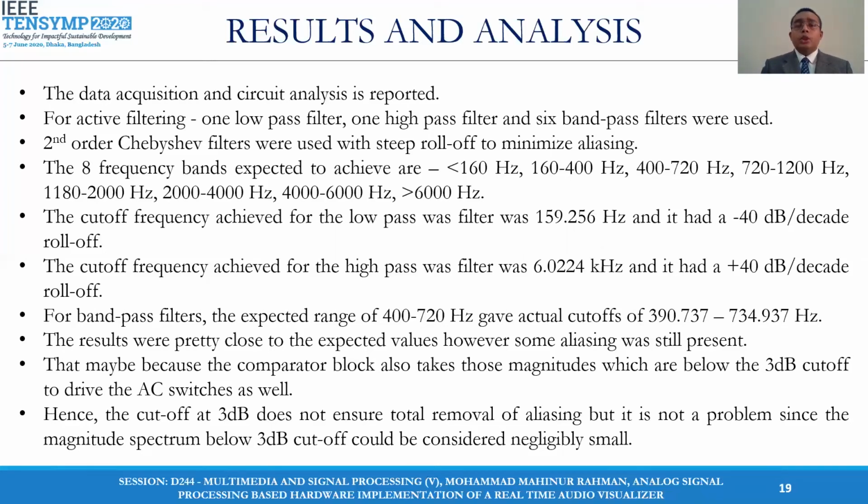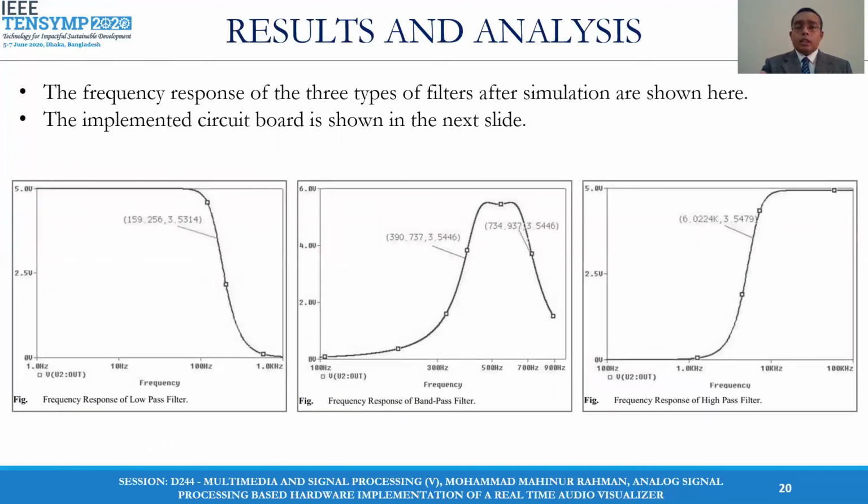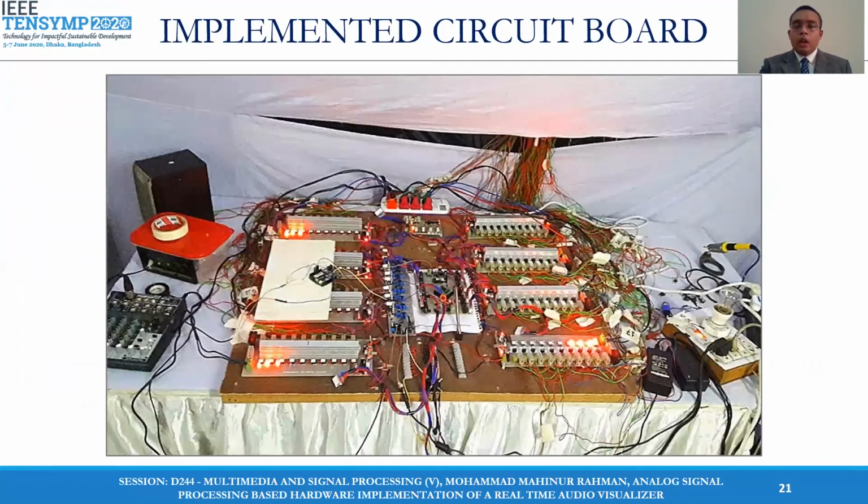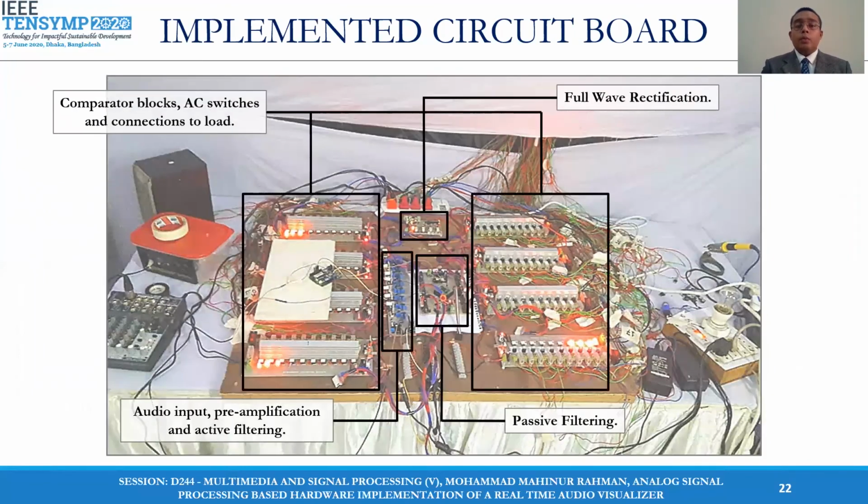And if we show you the simulation results, we see that for the 0 to 160 Hz block for the low pass filter we achieved 159.256 Hz, which is very close, and similarly we achieved very close values for the band pass filter and also for the high pass filter. The implemented circuit is shown here, which we show you by dividing into different parts, where the comparator blocks, AC switches, and connections to the load are seen, and also the audio input block, the passive filtering block, and the full wave rectification part are shown.